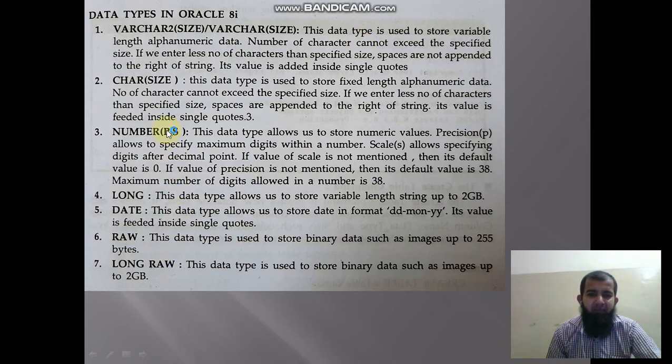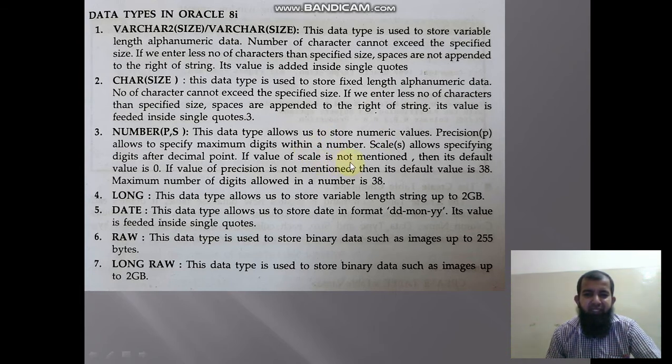P is the precision. Scale S allows specifying digits after the decimal point. If you want to mention a decimal point, for example 100 rupees 0.50, 50 is the paisa. Two decimal places.